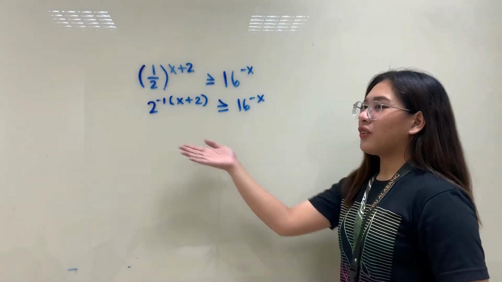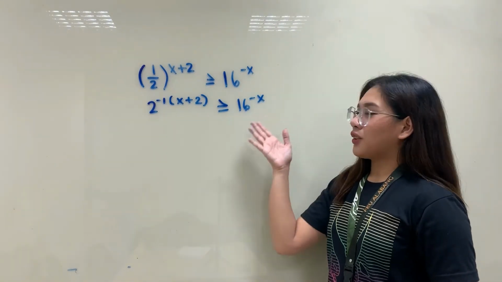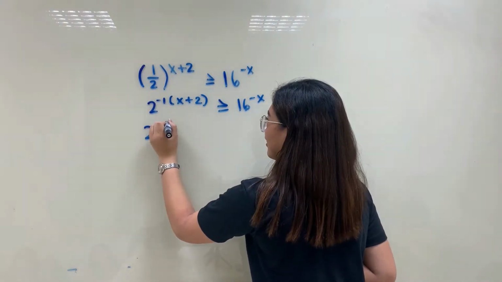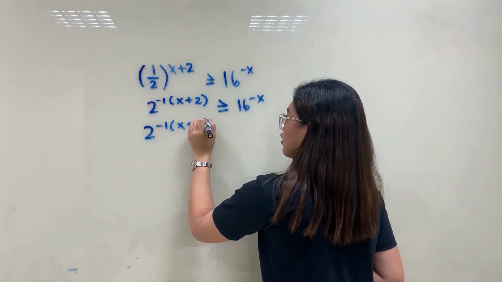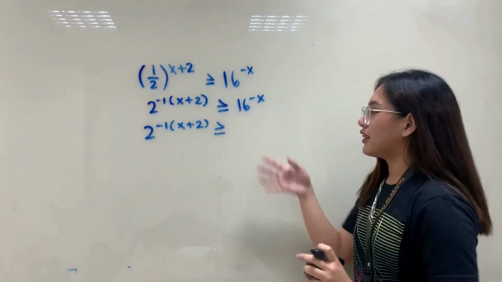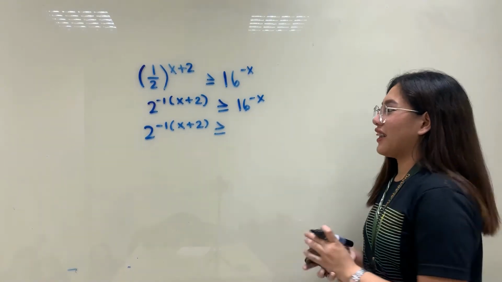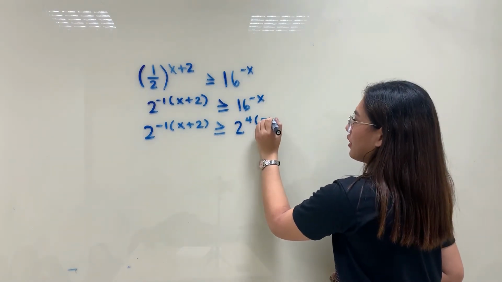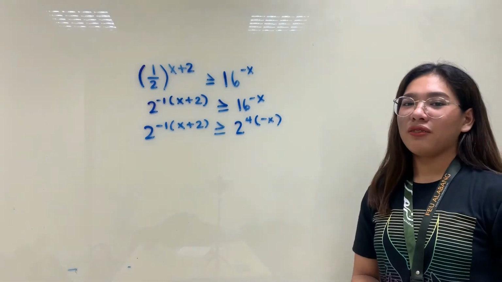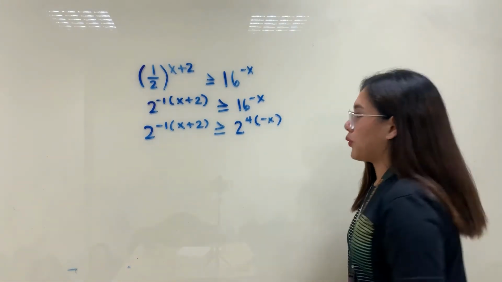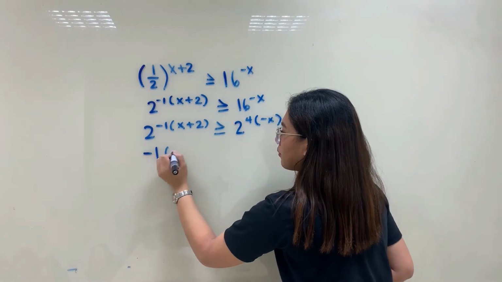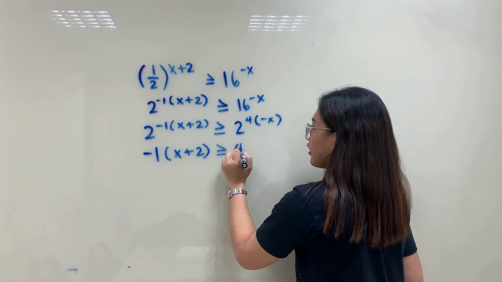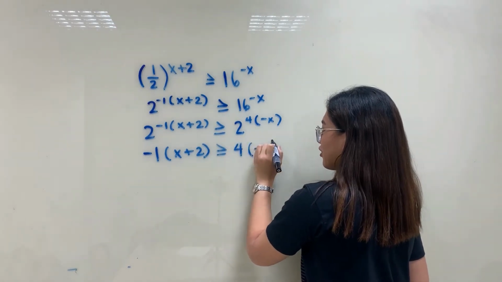Next, we don't have the same bases, so we should convert 16 into 2. So let's copy this side, greater than or equal to 16. The fourth root of 16 is 2 raised to 4 times this one, negative x. Now that we have the same bases, we can bring down the exponents. Negative 1 times x plus 2 is greater than or equal to 4 times negative x.